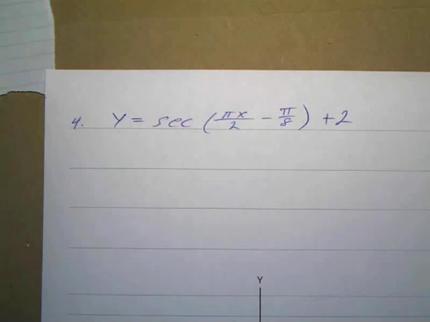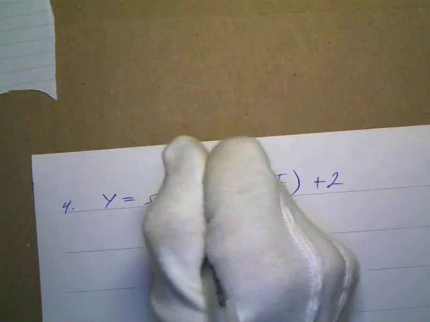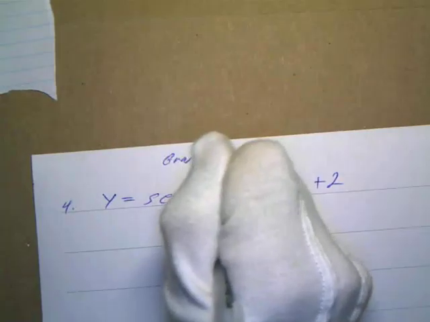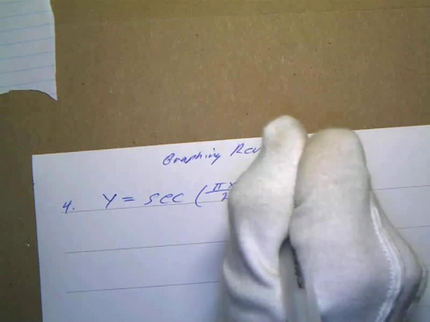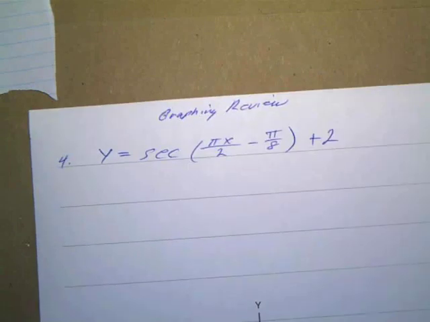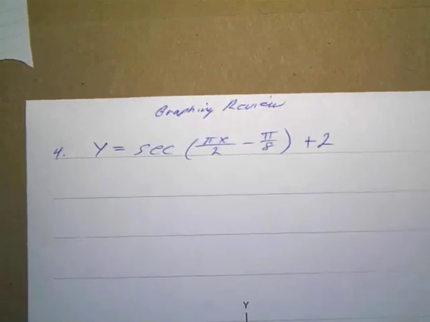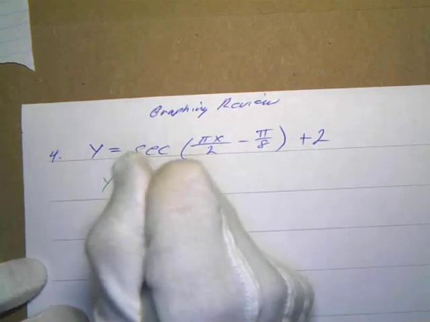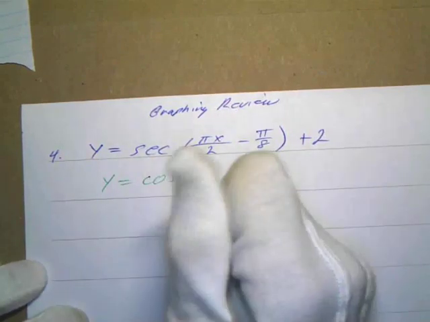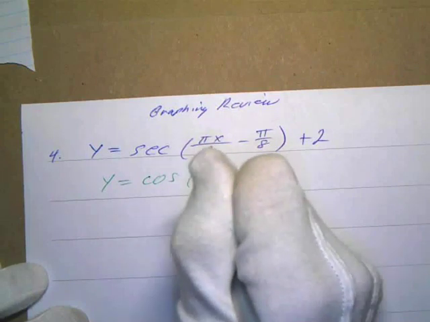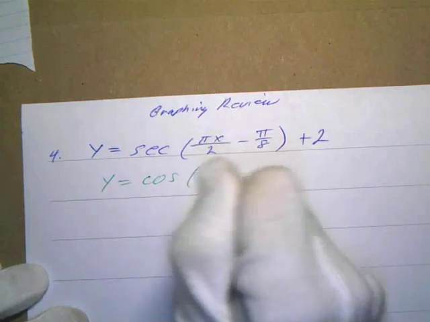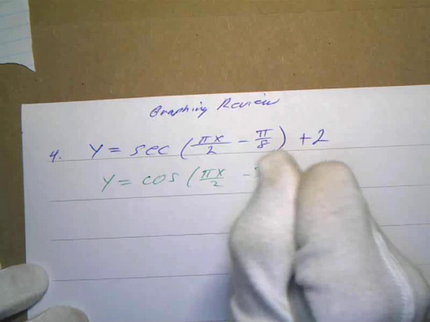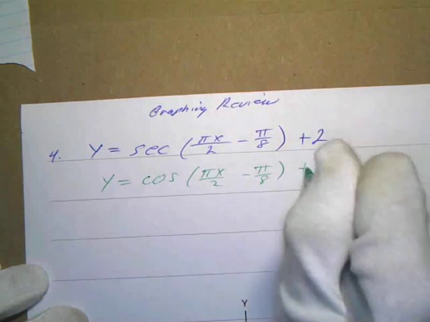Okay, here's another graphing review problem. And again we're going to use a reciprocal function, so we're going to graph y equals the cosine of pi x over 2 minus pi over 8 plus 2.